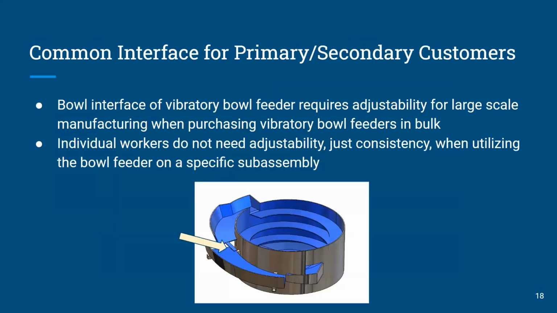As Spencer mentioned, the common interface for the primary and secondary customers is going to be the general bowl. However, the outfeed bracket might be different depending on the general purpose. For the primary customer, they require adjustability for large-scale manufacturing because they purchase these in bulk and may need to use the bowl feeder for various feeding products, whereas the individual workers who work on the line, or the secondary customers, don't necessarily need adjustability because they're only working with one specific subassembly.